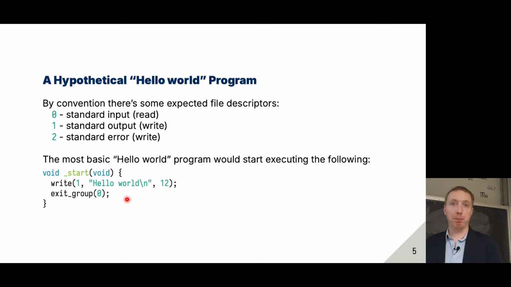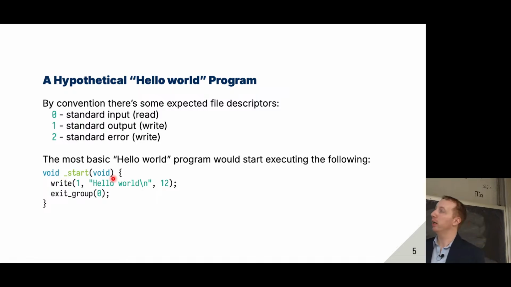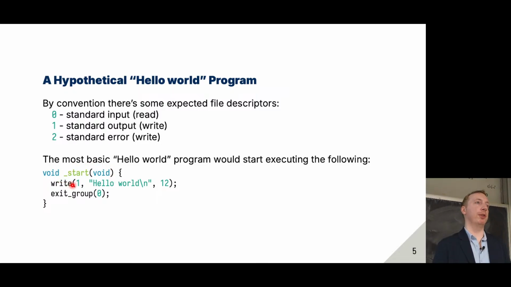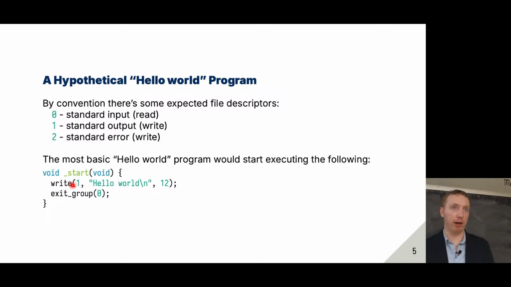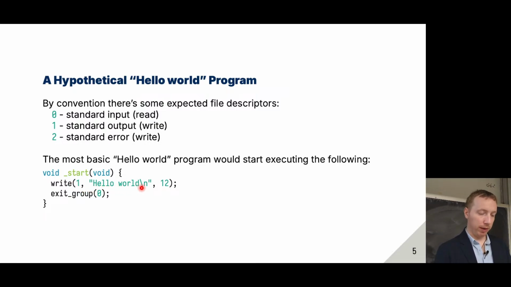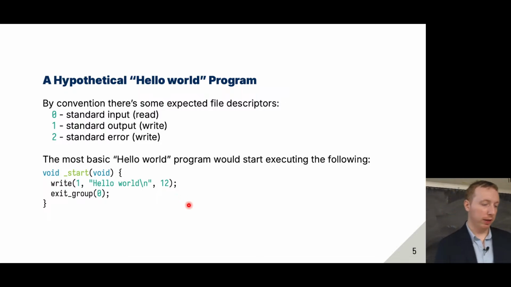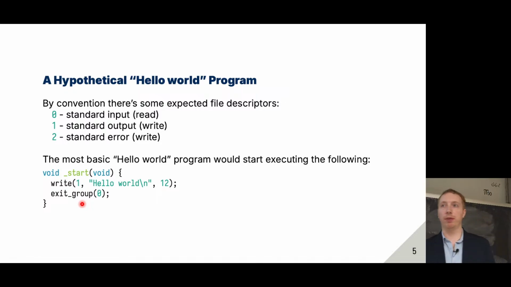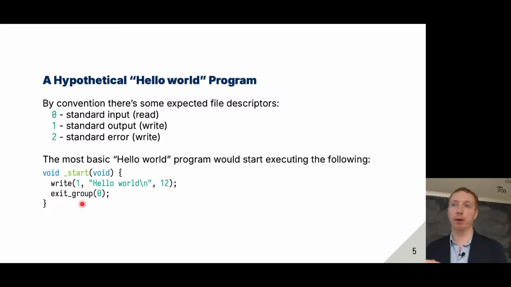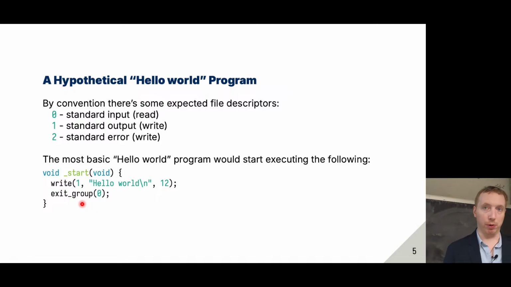So my most basic hello world program, if I could just magically write a function to start executing, all it would contain is this: a write system call to file descriptor 1. So that represents standard output. And then this is my string to write, hello world with a new line. And from that C string, I only want to write out 12 bytes. So I want to write out hello space world, and then the new line is another byte itself. So after writing out hello world, all it has to do now is an exit group system call, and now that process is done, and this is the bare minimum we need to have a hello world program.